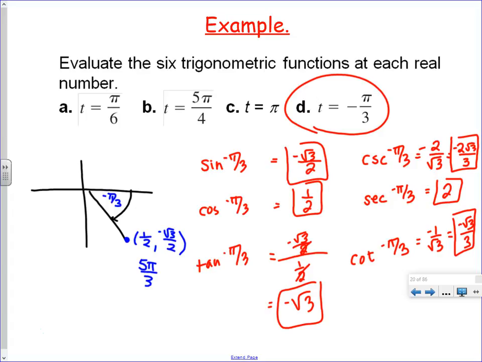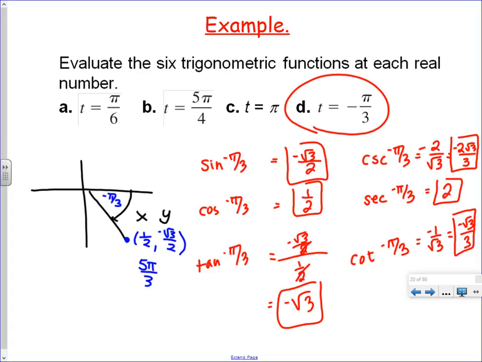Does it make sense how I found all 6 using 2? If you're like, I don't know why, go back to that little table. That's your x, that's your y. And that little table tells you sine is y, cosine is x, tangent is y over x, cosecant is 1 over y, secant is 1 over x, cotangent is x over y.